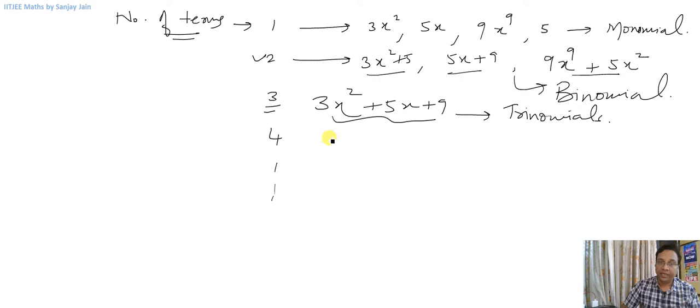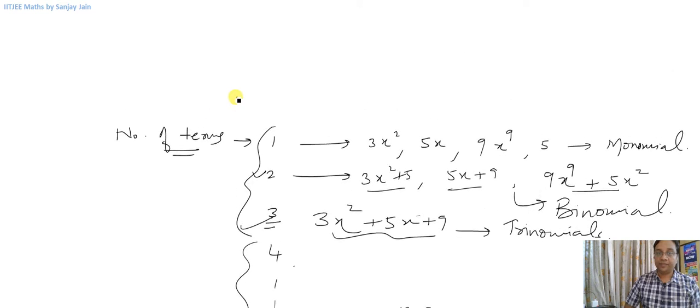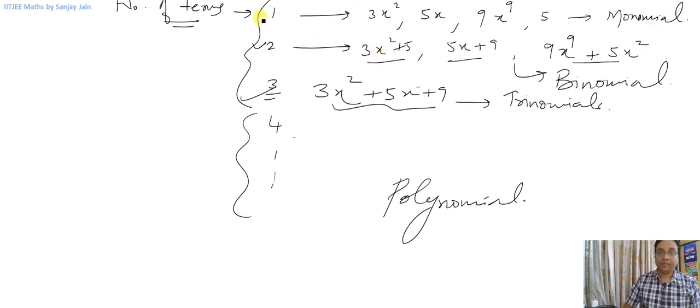Okay, and for the number of terms more than 3, all others are collectively known as polynomials. That doesn't mean that these three are not polynomials. All of these are polynomials, whether they have one term, two terms, three terms, or more than three terms. It's just that these three are given some special names like monomial, binomial, and trinomial.